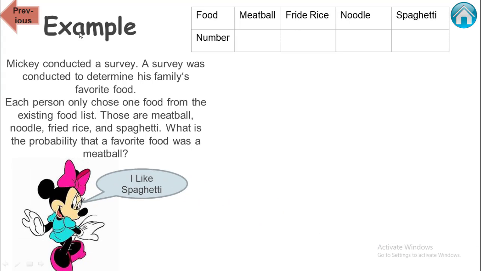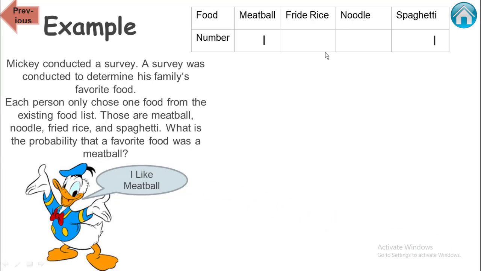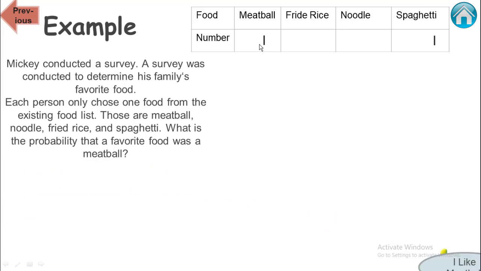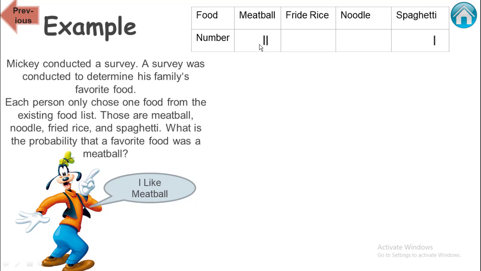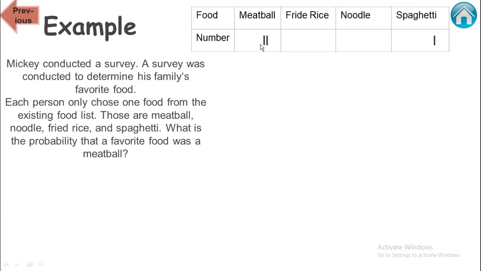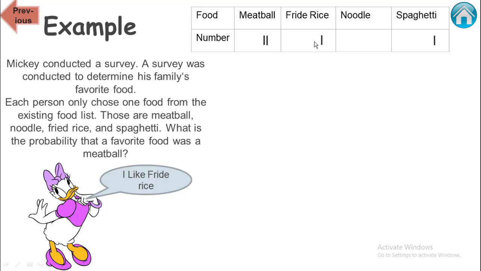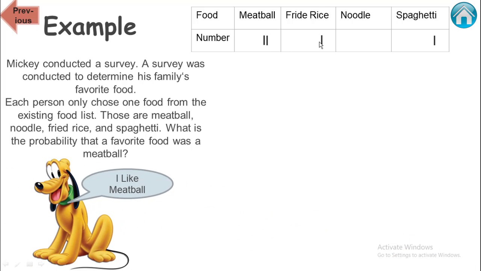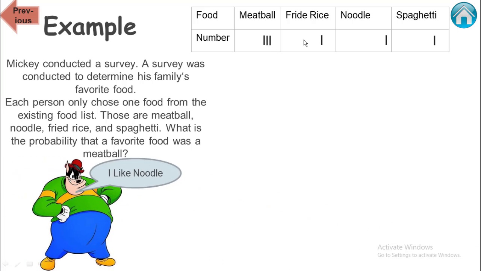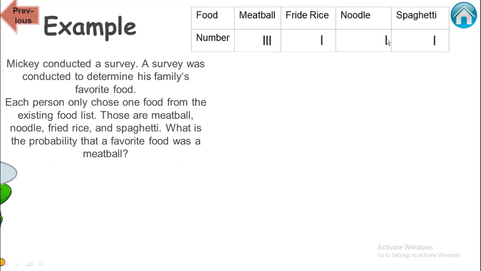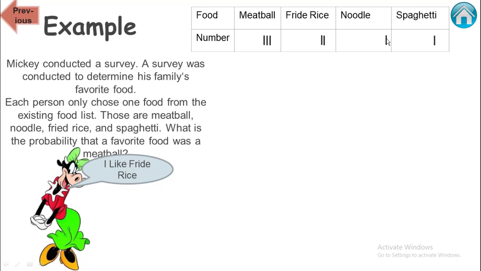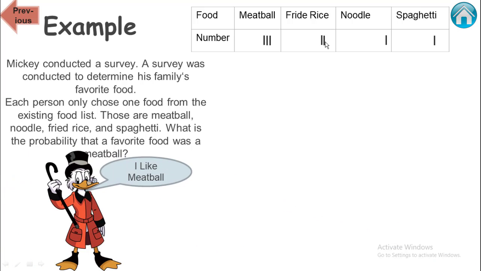Okay. Minnie likes spaghetti. Donald likes meatball. Goofy likes meatball. Daisy likes fried rice. Toto likes meatball. Boris likes noodle. Clarabella likes fried rice. And Didi likes meatball.